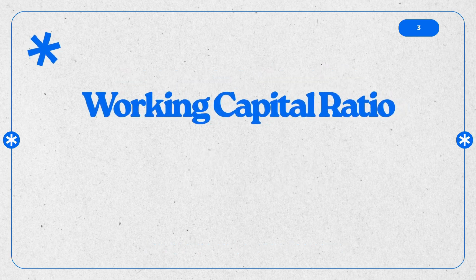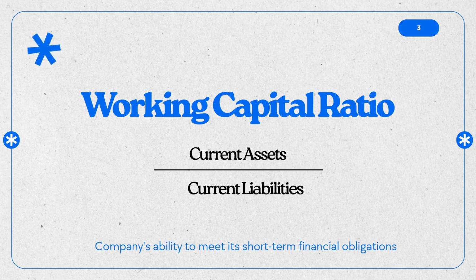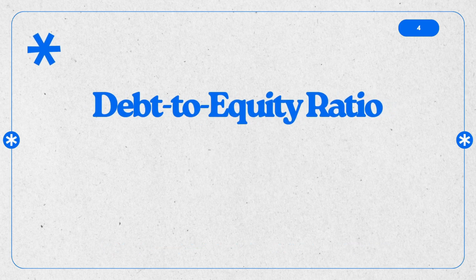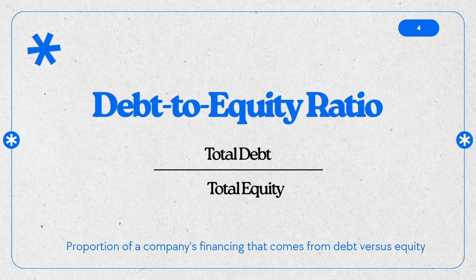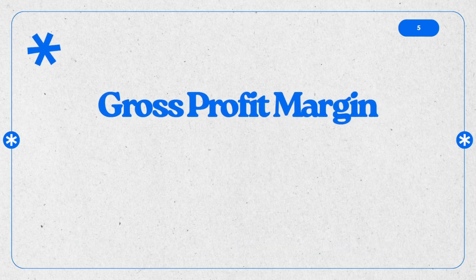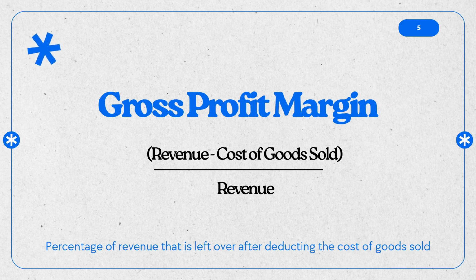Working capital ratio, current assets divided by current liabilities. Company's ability to meet its short-term financial obligations. Debt to equity ratio. Total debt divided by total equity. Proportion of a company's finance that comes from debt versus equity. Gross profit margin. Revenue minus cost of goods sold divided by revenue. This shows the percentage of revenue that is left over after deducting the cost of goods sold.